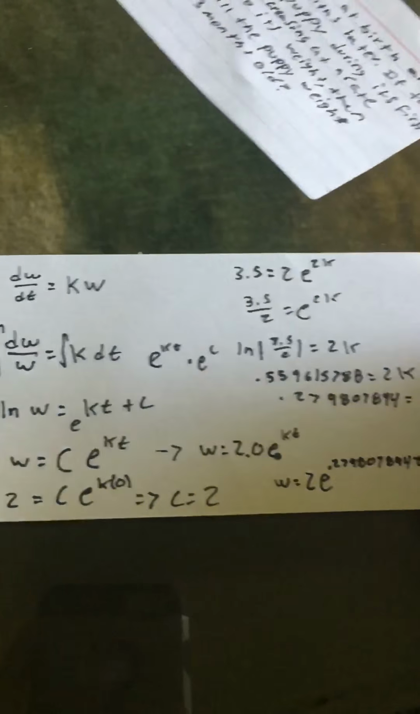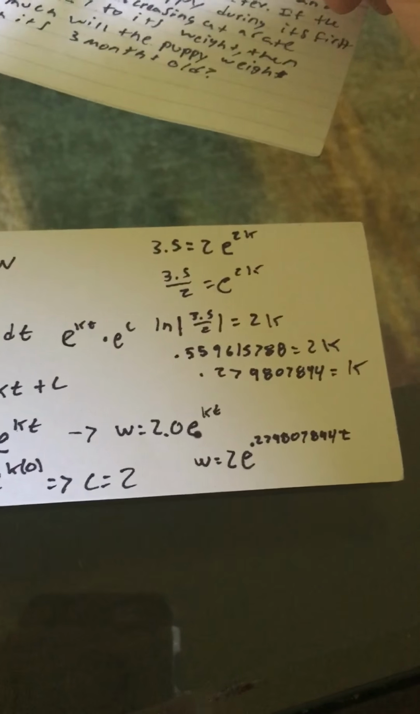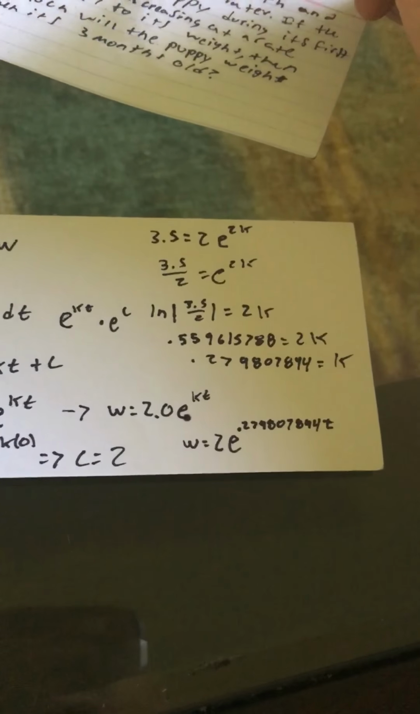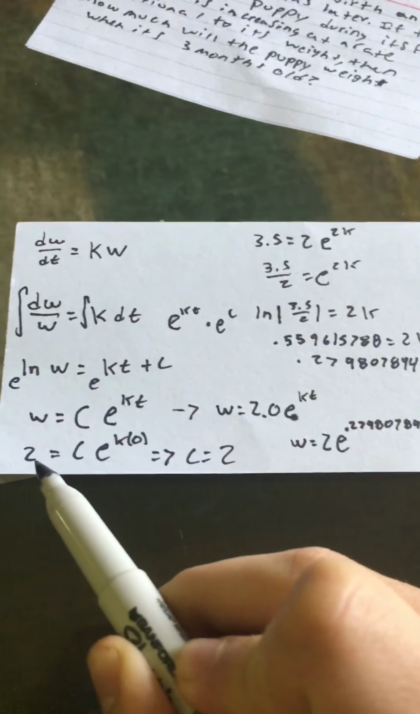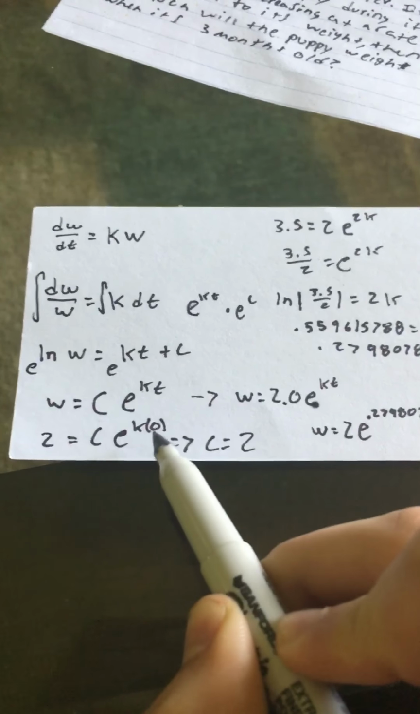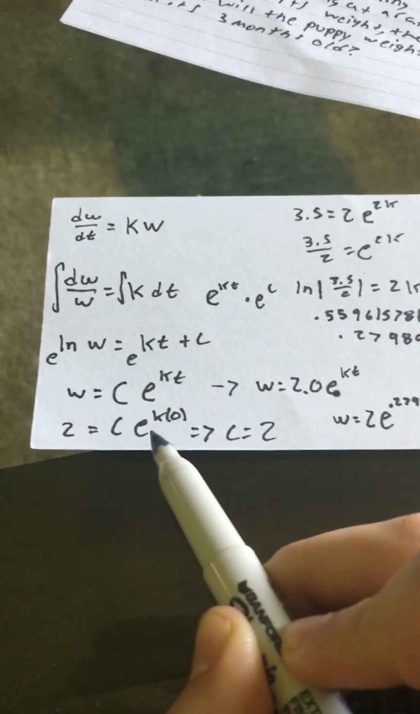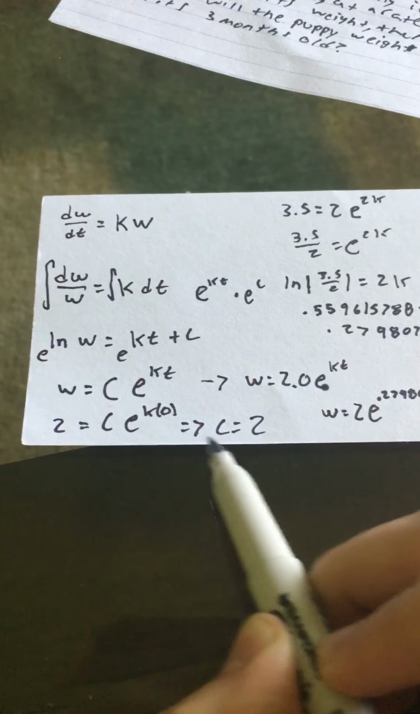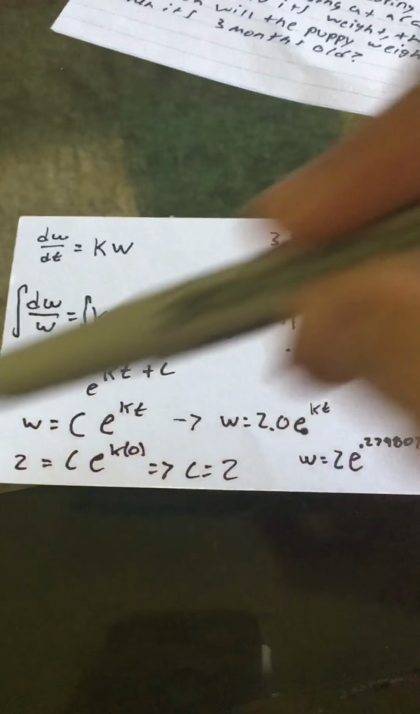You know how it says it weighs 2 pounds at birth, right? So to solve for C, you could put a 2 for W and a 0 for t. So you solve that, right? e to the 0 is 1, so C equals 2. And then once you have that, you're left with this. W equals 2 times e to the kt.